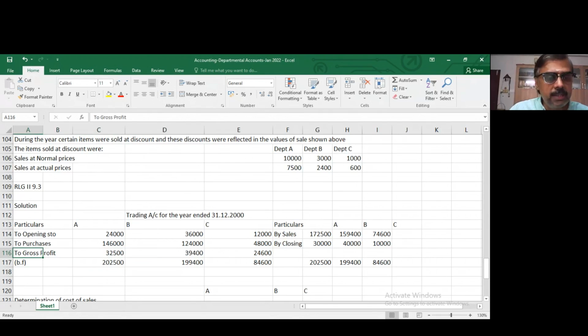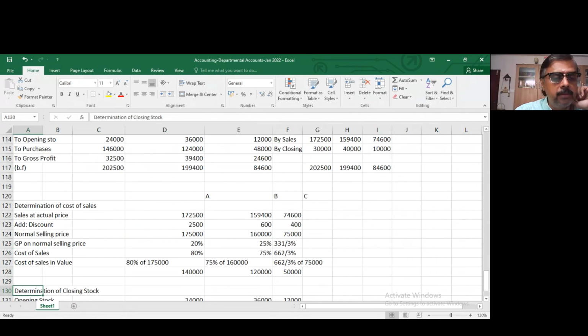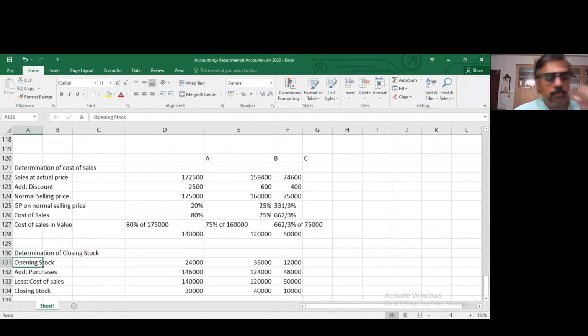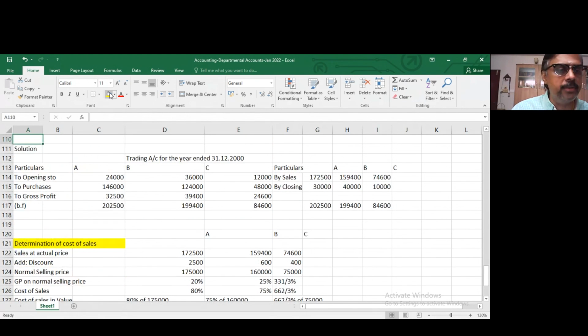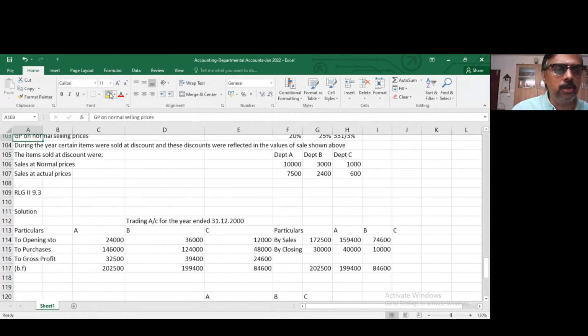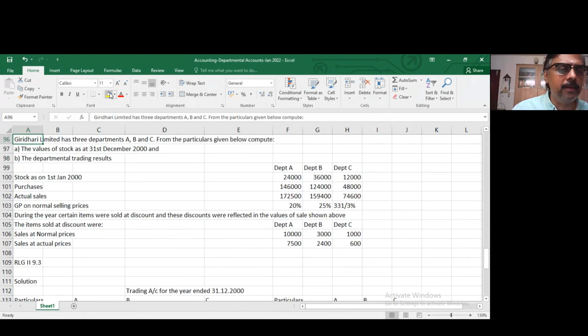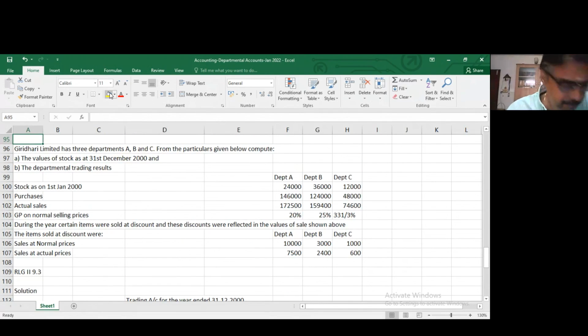There could be some shortcuts here, but we should not use any shortcuts. We have to go by this because the working note becomes an important part of the problem itself. So determination of the closing stock figure is something you need to work out separately. And we have determination of cost of sales, which is important. This is another type of problem. Department account has different types of problems, and this is one model. You have to solve it this way only. Working notes form part of the answer. Have you understood this?